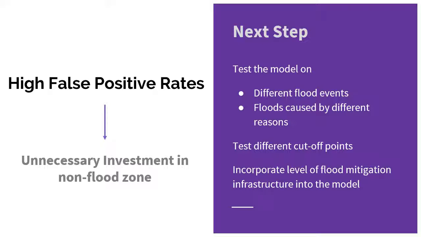Therefore, for the next step, we suggest the model should be further improved by testing on different flood events to evaluate its temporal and geographical generalizability, and to test different cutoff points to see the trade-offs between different models and provide insights into the economic and social impacts of taking a proactive or reactive approach. Lastly, we should incorporate more features into the model, such as level of flood mitigation infrastructure, so that the model could be further optimized.